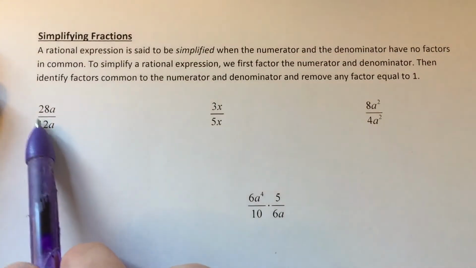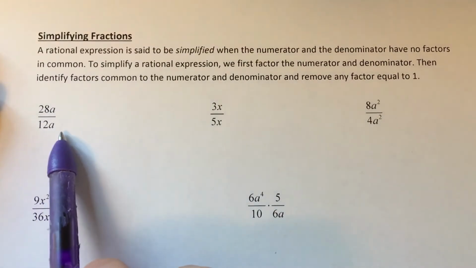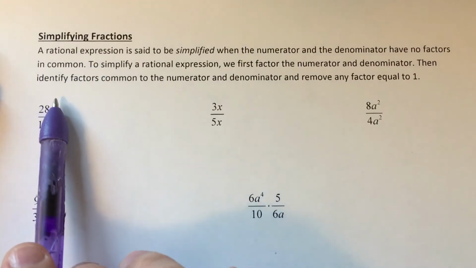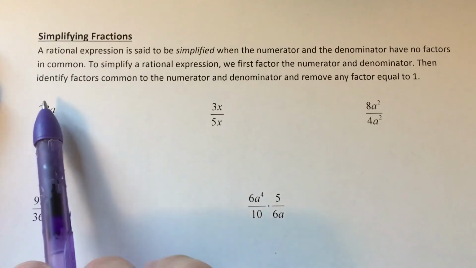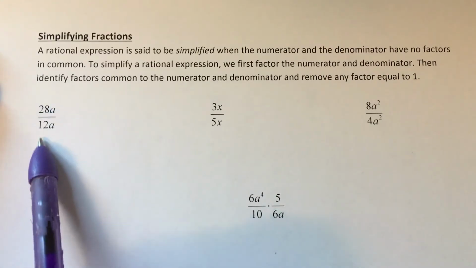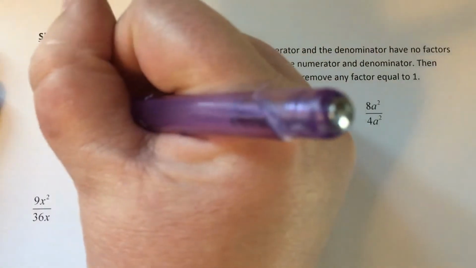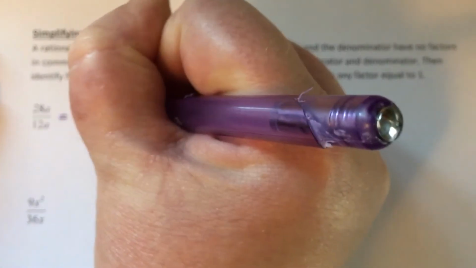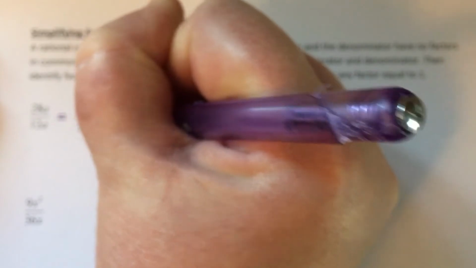For the first example, I have 28a over 12a. So we want to look for factors. First, I'm just going to focus on the numbers. Let's just ignore that the a's are there. How would I simplify 28 divided by 12 as a fraction? I would look for what's in common between 28 and 12. In this case, I think they both have a factor of 4. So I'm going to write these out as 7 times 4 for 28 and 3 times 4 for 12.